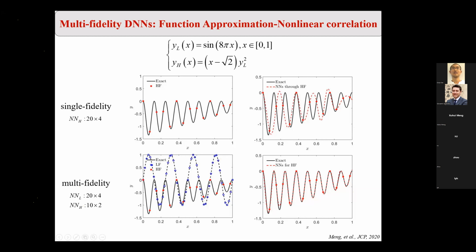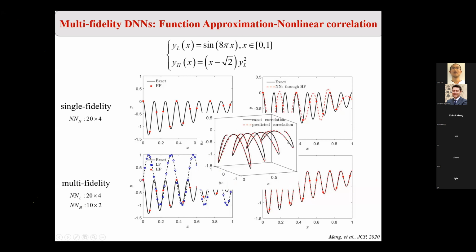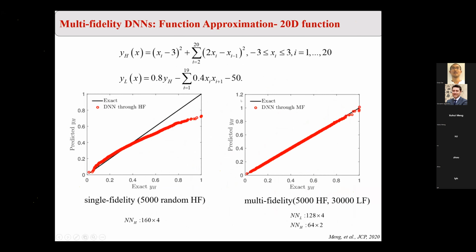The red dashed line is the prediction from the single fidelity neural network. And if we assume that we have some low fidelity data from this function, and try to use the multi-fidelity approach proposed to assimilate low fidelity data and high fidelity data here, the red dashed line is the prediction from the multi-fidelity DNN, which agrees well with the reference solution. And this is the prediction for the correlation, which also agrees well with the reference solution.